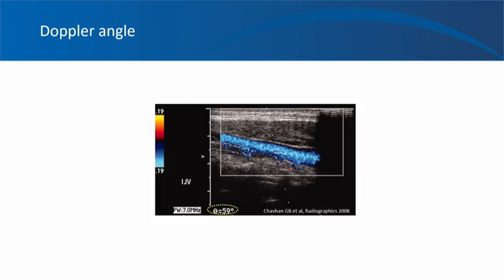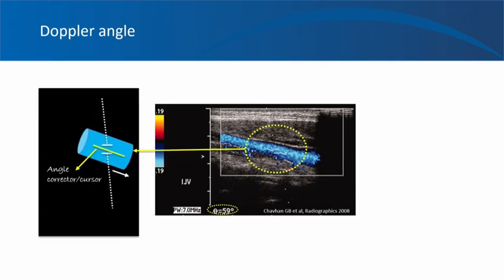To display the correct blood velocity, it is necessary to perform angle correction. When you activate angle correction, a line appears centrally in the Doppler gate. So when you turn on the angle correction, this is your Doppler line, this is the Doppler gate, you get this line in the gate that is called the angle corrector or cursor. So what you do is you have to align this line parallel to the vessel wall like this. Here in this picture, you are able to see the Doppler line, gate, and angle corrector, which is parallel to the vessel wall.